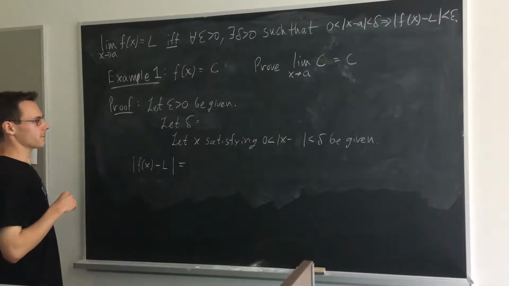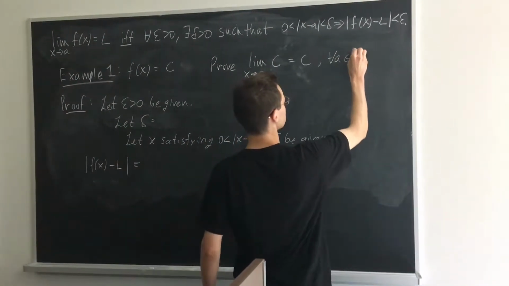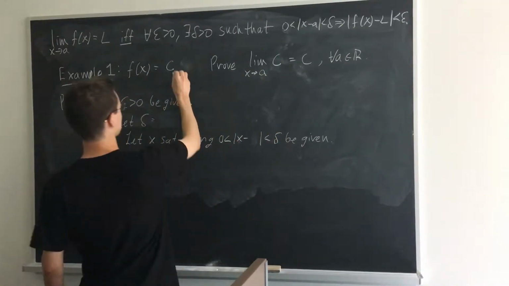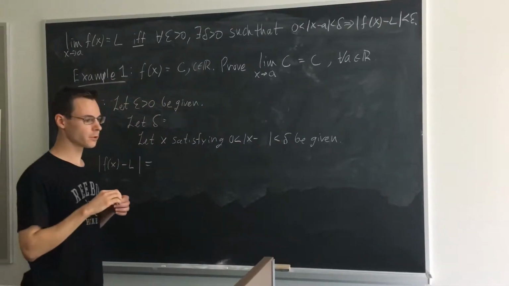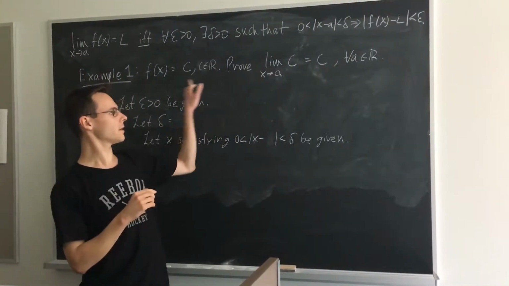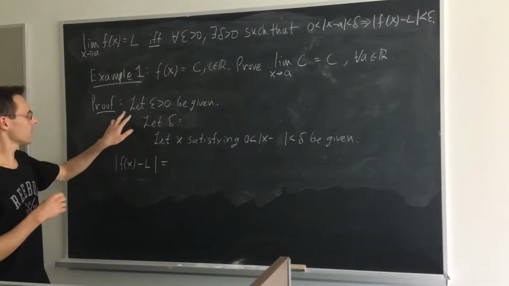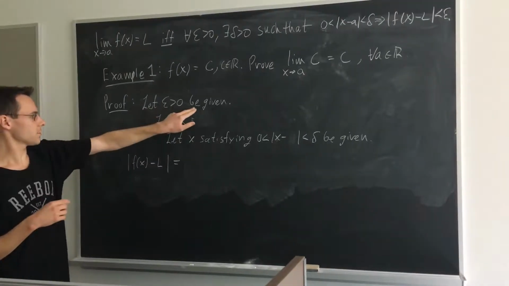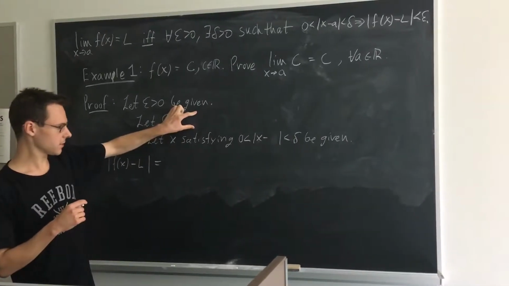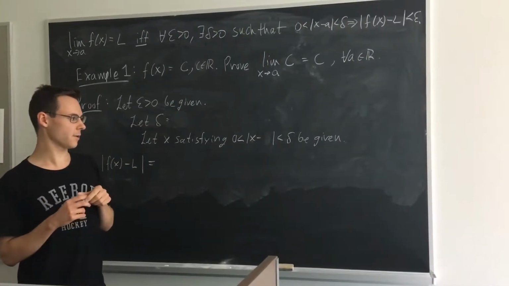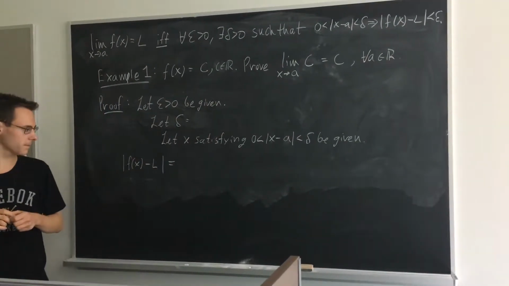So let's go through the proof, okay? And this is going to work, by the way, for all a in the real numbers, and c here is also any real number. So we'll do a fairly general proof. The limit as x approaches any value of any constant function equals the value of that constant. Okay. First three lines, as usual, let epsilon greater than 0 be given. Let delta equal something. We're going to fill that in as we did before. Let x satisfying 0 is less than x minus a is less than delta be given.